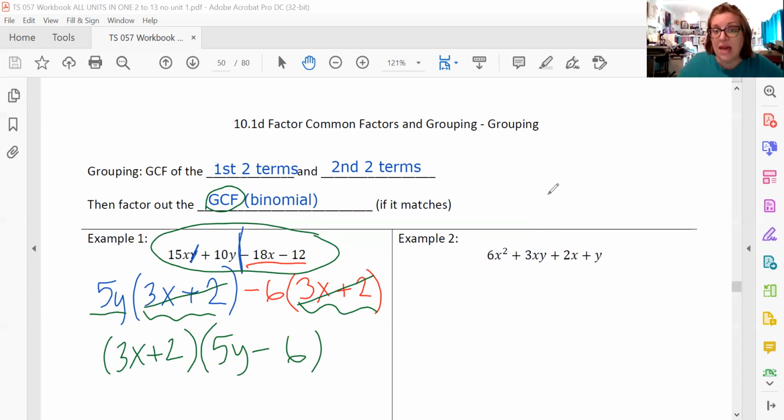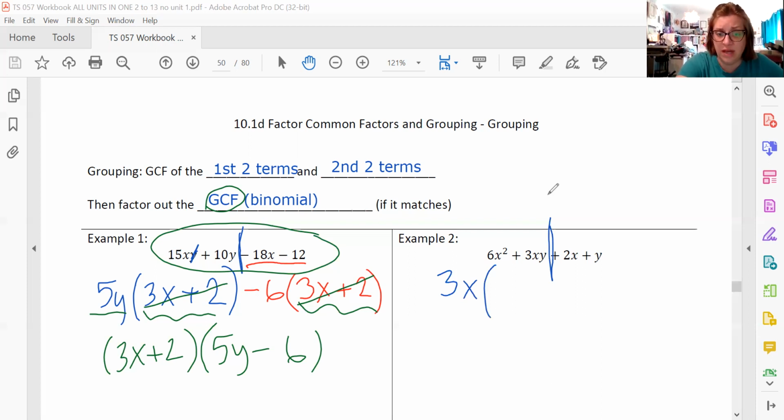Same thing is happening. I've got 6x squared plus 3xy plus 2x plus y. Not everything has an x, not everything has a y to factor out, so I can't do that. I can't take a 2 out of everything because it doesn't come out evenly. So again, I'm going to draw myself a line and look at things as two separate groups that I can factor. So 6x squared plus 3xy, I can factor out an x, first of all, and then 6 and 3, I can take a 3 out of both of those.